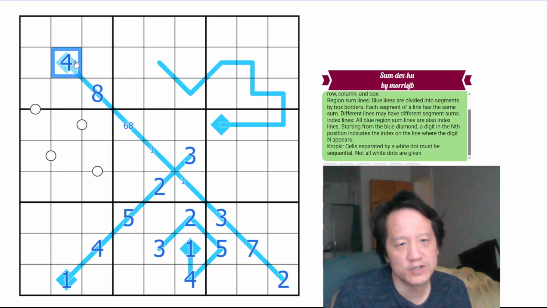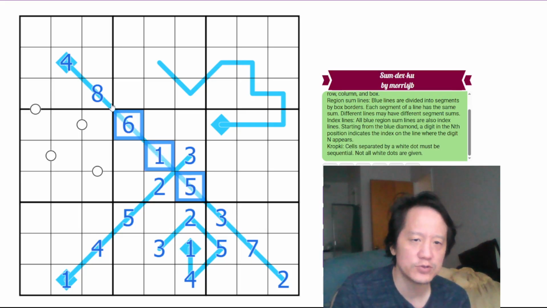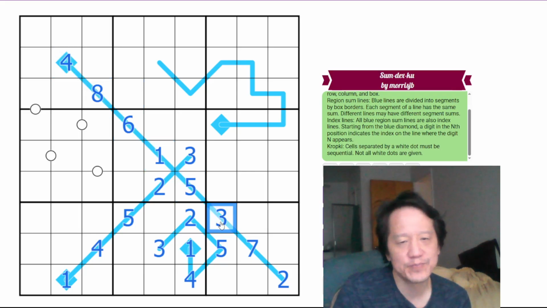That means 4 has to be there to add up to 12. This can't be 8 anymore, so this is 6. The 1 is in the 4th position, so this is 1, and that makes this a 5 to add up to 12.